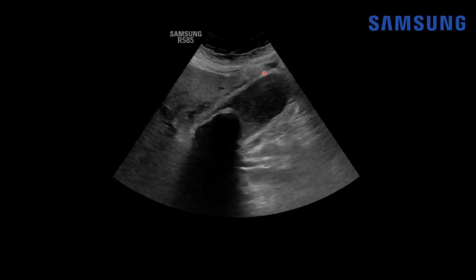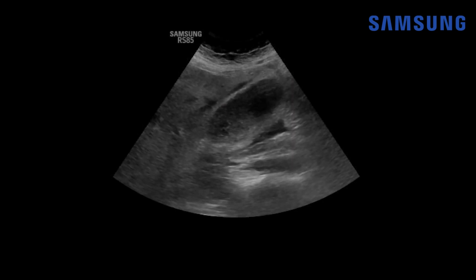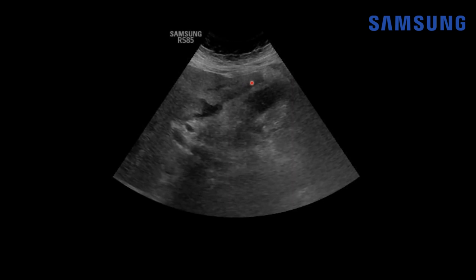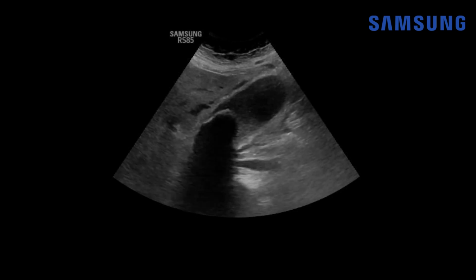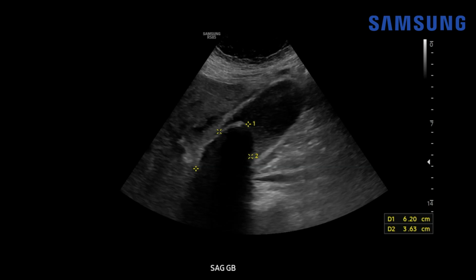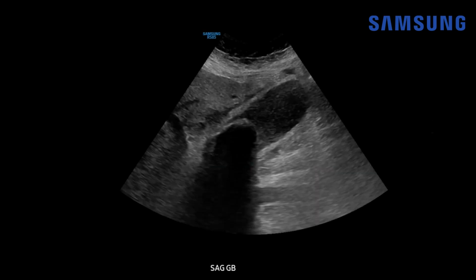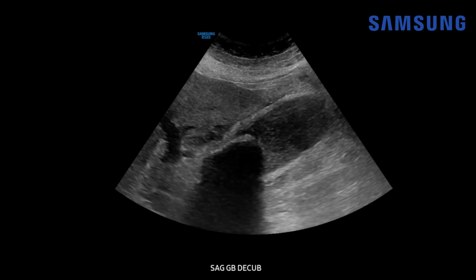Note that the wall of the gallbladder is thickened, and we even have some pericholecystic fluid surrounding the gallbladder, this anechoic area, and this is the liver here. This gallstone is quite large, measures up to 6 centimeters, and notice that when we move from the supine position into the lateral decubitus position where the patient's on their side, the gallstone doesn't move, meaning it's fixed or impacted within the gallbladder neck. And that's an important maneuver to perform on any gallbladder examination.